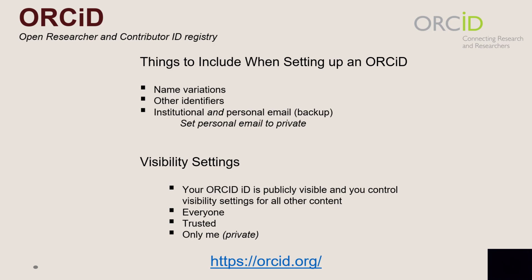A few things to include when setting up your ORCID: include any name variations and any other identifiers that you may already have. You want to include your institutional and personal email, and you can set the personal email to private. While you have the option to make your ORCID ID public or not, you do want to choose publicly visible, and you can control those settings when you're setting up your account.